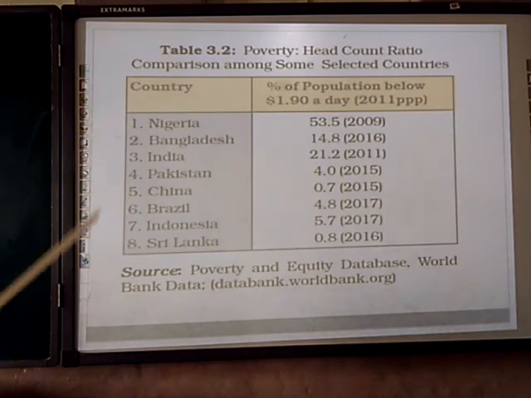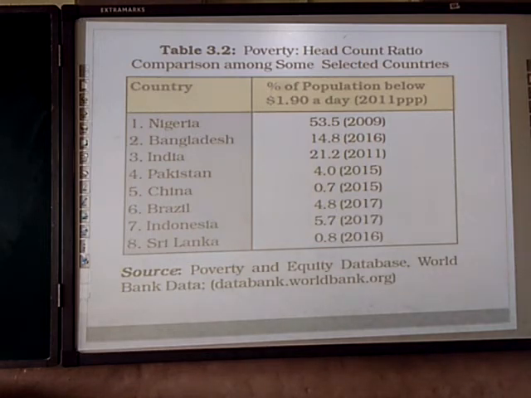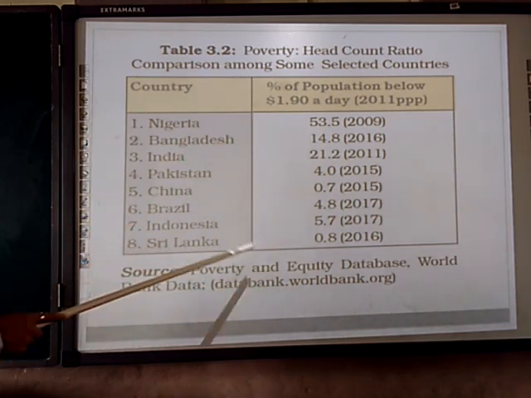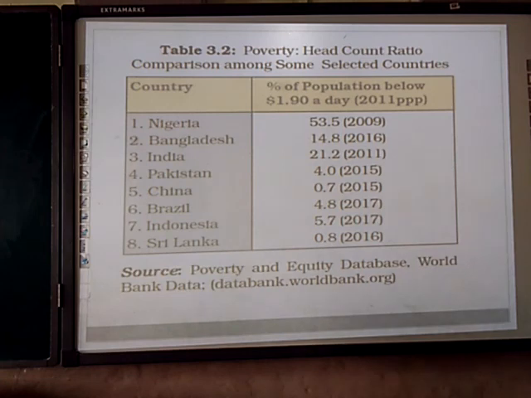Next, please observe table number 3.2. Poverty head count ratio, comparison among some selected countries: Nigeria, Bangladesh, India, Pakistan, China, Brazil, Indonesia and Sri Lanka. The facts and figures are given here from the poverty and equity database.